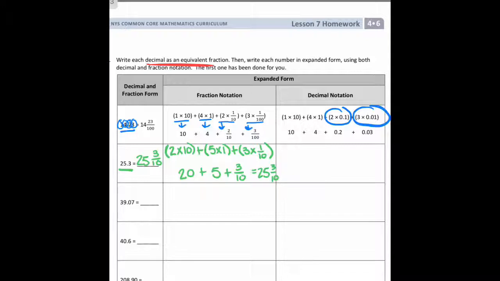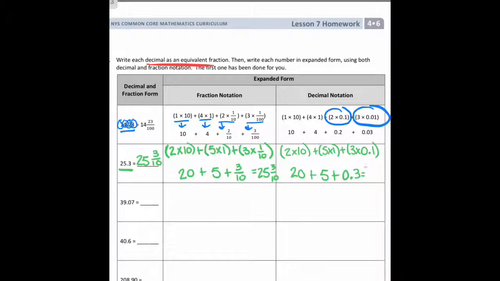Same thing on the decimal notation side. So I'm going to start off with 2 times 10, 5 times 1, plus 3 times, and this time instead of 1 tenth, I'm going to put 0.1 because it's decimal notation. And then below, I'm going to write 20 plus 5 plus 0.3.